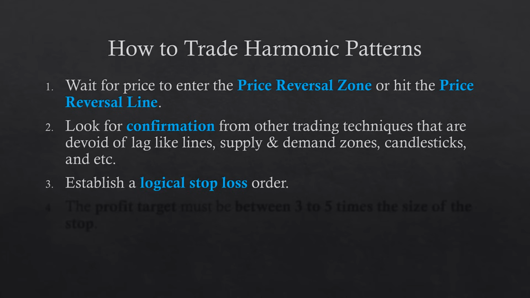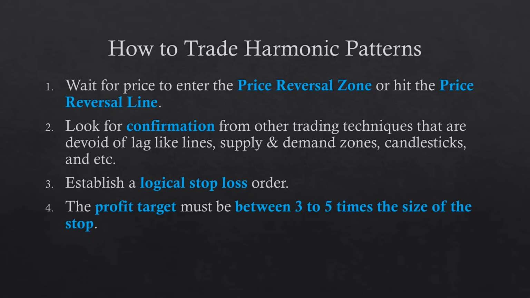This is done case by case and according to the context of each trade. The rule is that the stop must be logical and not arbitrary. The fourth step is to establish a profit target between 3 to 5 times the size of the stop in order to assure a good risk-reward ratio. If you follow these rules, you will dramatically increase the chances of success in each trade.